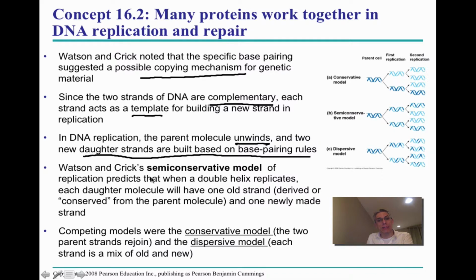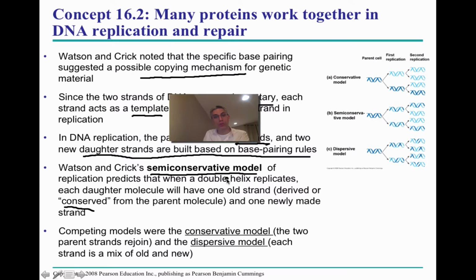Watson and Crick's semi-conservative model of replication predicts that when a double helix replicates, each daughter molecule is going to have one old strand and one newly made strand. So the old strand is going to be derived or conserved from the parent molecule. In other words, we're going to keep half of that DNA. And then, of course, we're going to use new nucleotides to build that new strand.